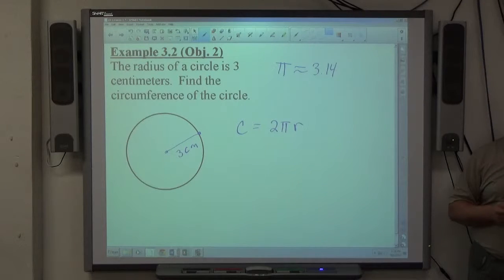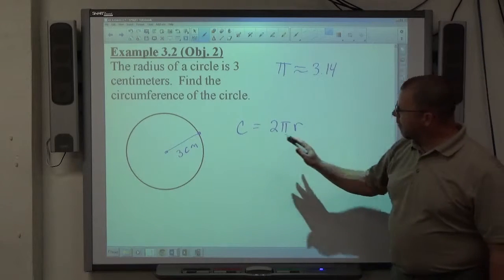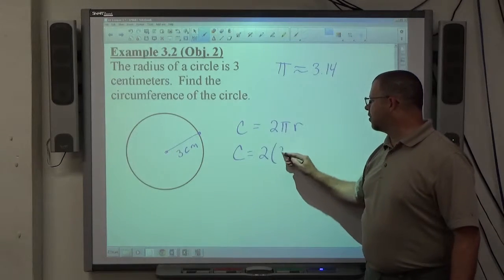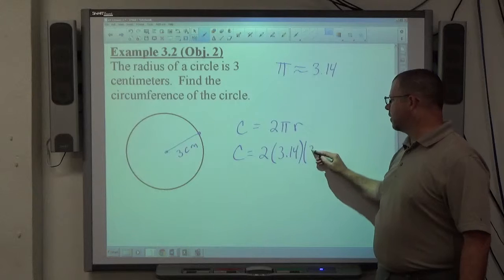Only because mistakes get made when you leave pi in answers when we start getting more elaborate problems. I just want to avoid those mistakes. So it'll save us time and energy if we just allow ourselves to use that number to approximate. So if I'm looking at this formula, circumference equals 2 pi r, C equals 2 times 3.14 times 3.